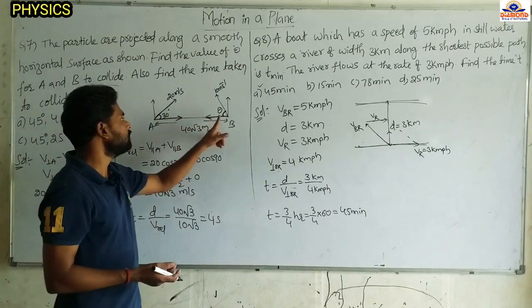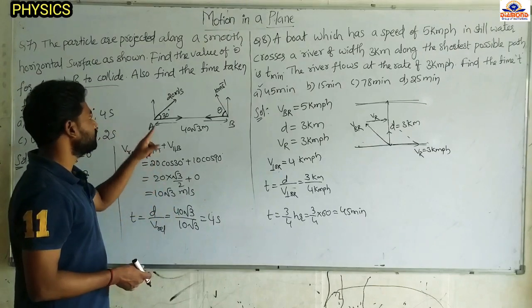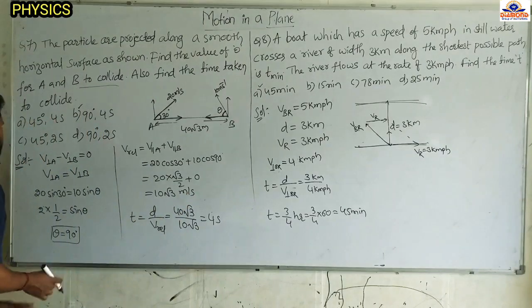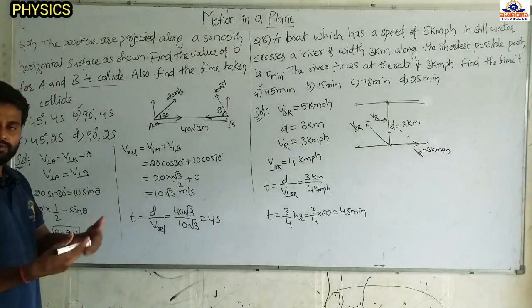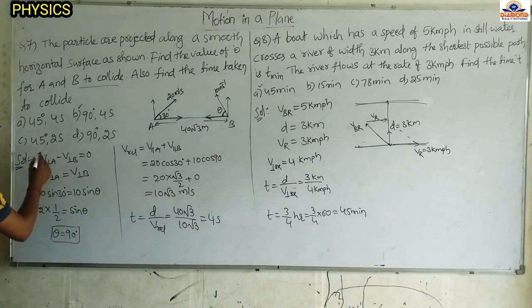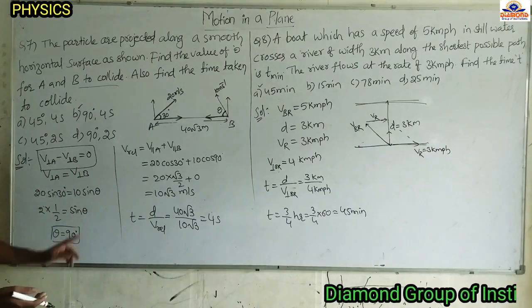So to find the angle theta, I am equating the relative velocity of A with respect to B to 0. So the relative velocity of A with respect to B is VAB equals VA minus VB equals 0. Why? Because those components are not responsible for the collision. So VA minus VB equals 0. Here I am taking perpendicular components. So now the perpendicular component of particle A equals the perpendicular component of particle B.